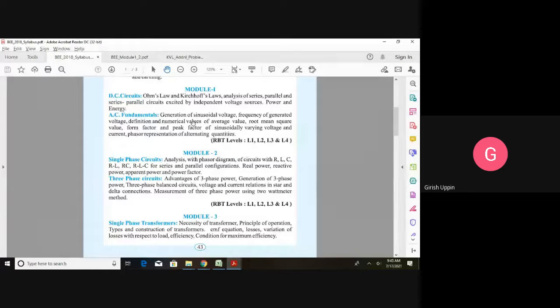So in this particular part, most important is average value and the derivation of the average value and the RMS value, then generation of a sinusoidal voltage.